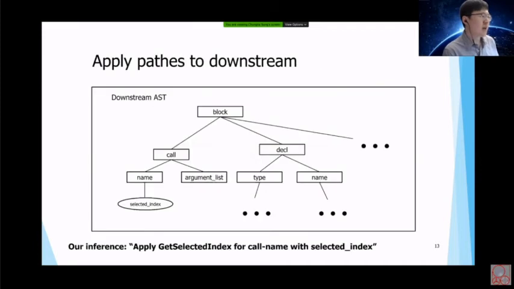With this inferred patch, we apply it to downstream. We search if there is any match in this AST. And we find there is a call with the name selected index, so we apply this change on this node.